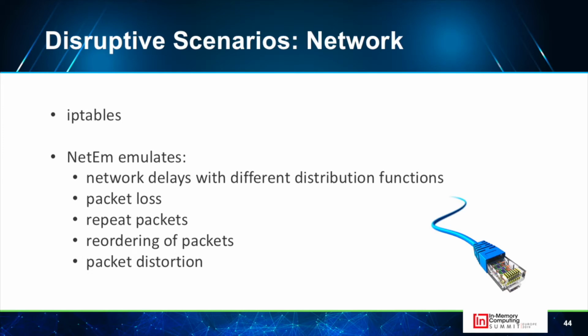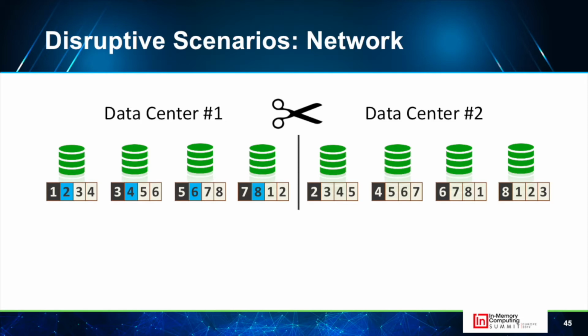We emulate scenarios related to network segmentation with the IP tables utility. The NetEm utility is used to emulate various network problems. And another interesting case we test is split brain. Split brain is when all the cluster nodes are alive, but due to network segmentation, they can't communicate with each other.